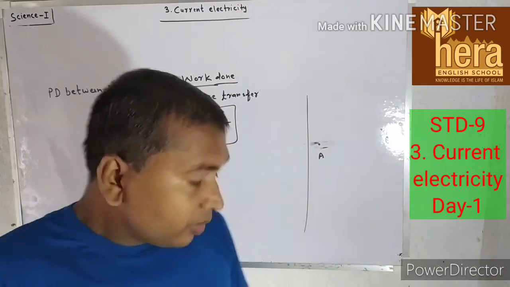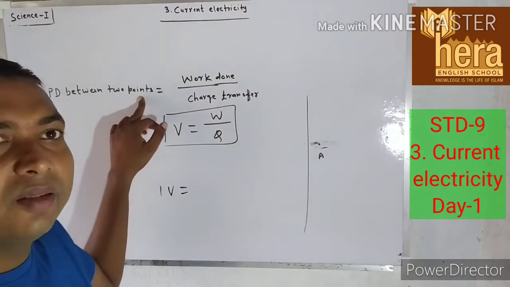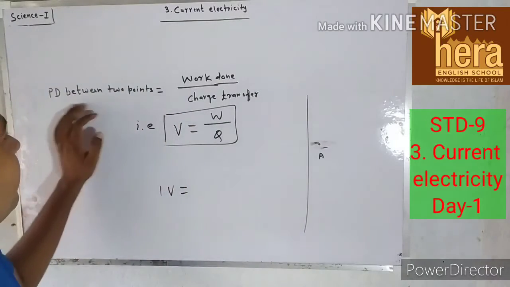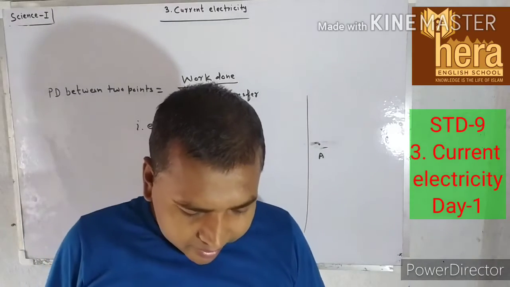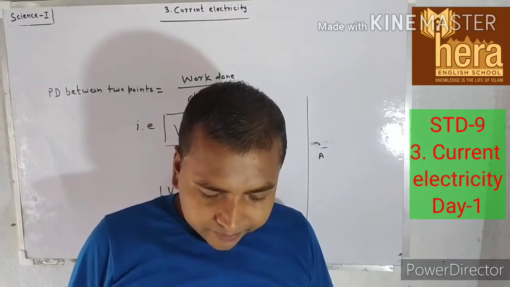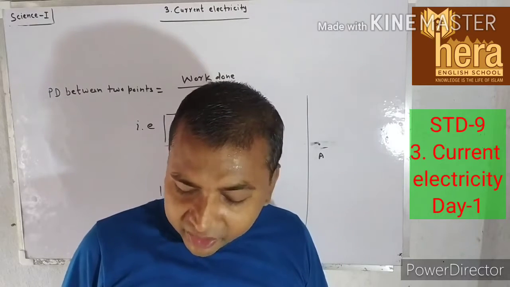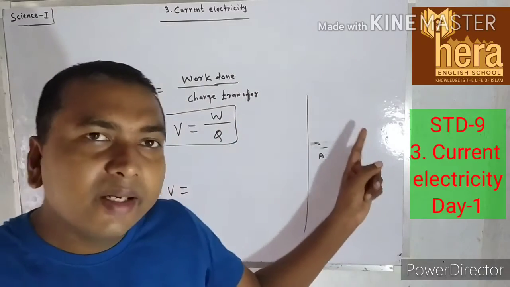Okay. So next, potential difference between 2 points. How will you define potential difference between 2 points? You may define it as the work done to carry a unit positive charge from point A to point B. Say this is point A and this is point B.